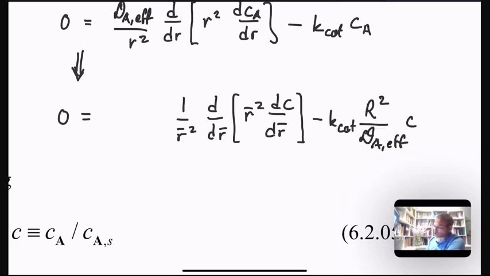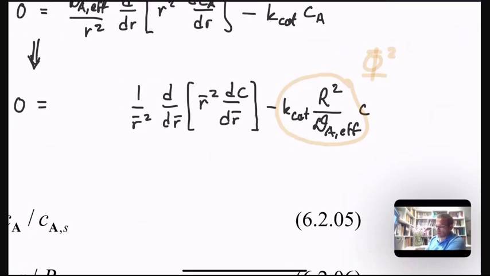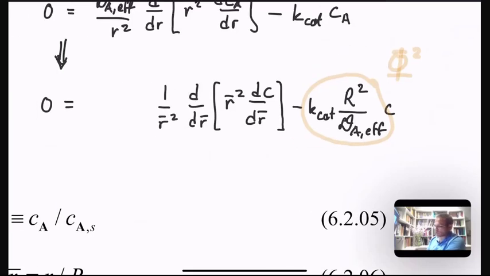And then what we're going to do is take this little cluster of parameters and call it phi squared, okay? The squared Thiele modulus. That's where this definition comes from, the Thiele modulus. This is a very important dimensionless parameter, and it's going to allow us to immediately look at this number. You notice that it's the only parameter left in the equation. If you go back over here, everything is dimensionless, and there's only one parameter in the equation.